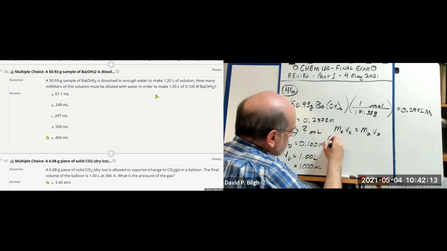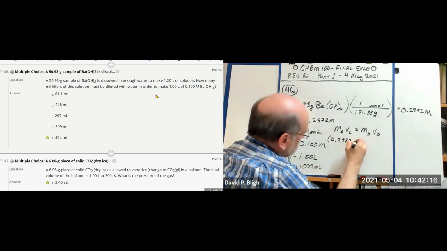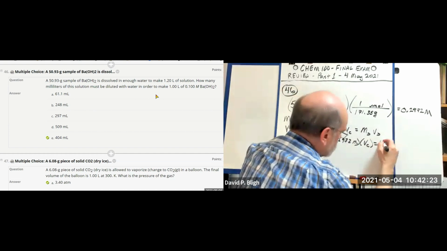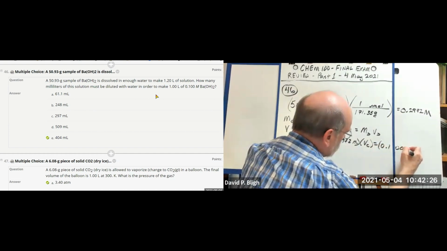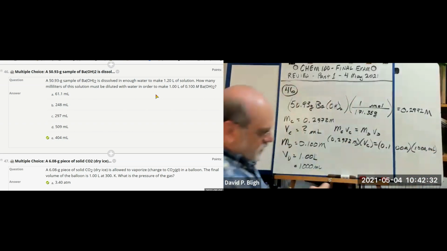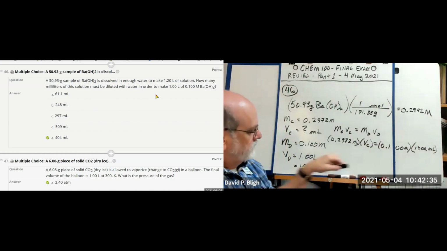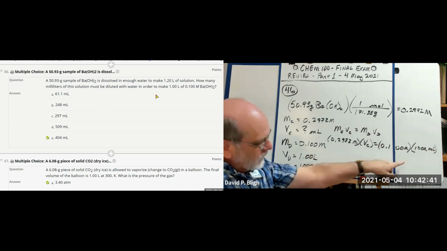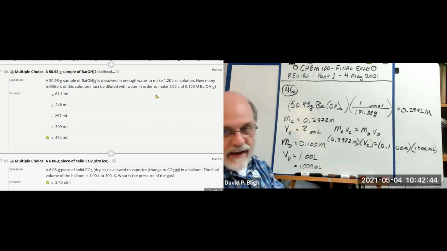So this one is going to be 0.2972 molar. This one's going to be our answer. This one's going to be 0.100 molar and 1,000 milliliters. There we go. Now that's the hard part. The easy part is just crunching the numbers in your calculator. So we're going to leave this one here and put that one over there in the denominator. So this is going to be 0.1 times 1,000, which is 100. 1/10 of 1,000 is 100. And divided by 0.2972. So that's 336.